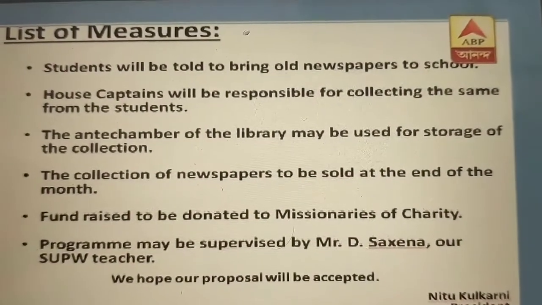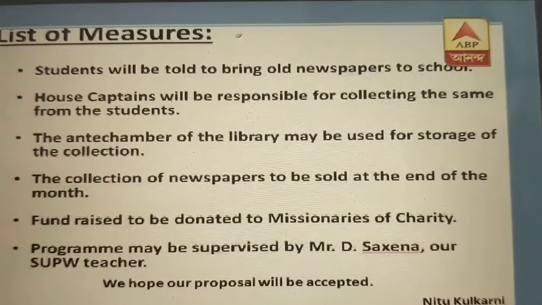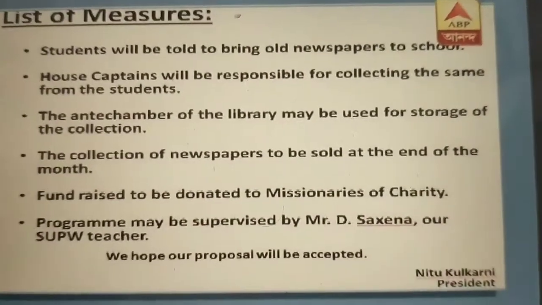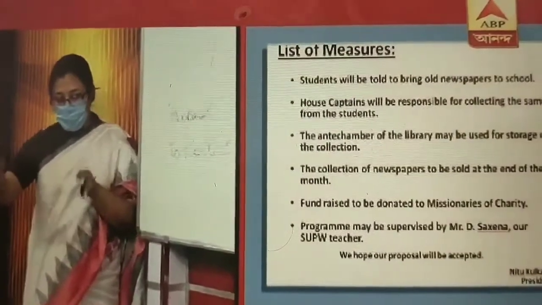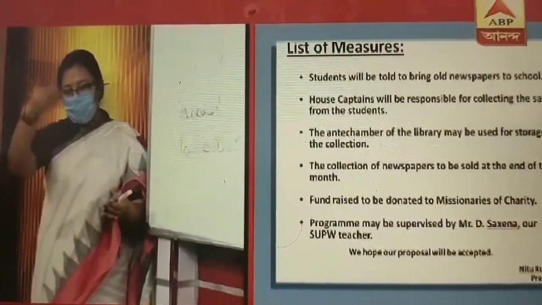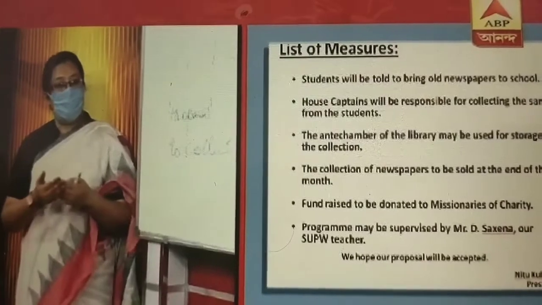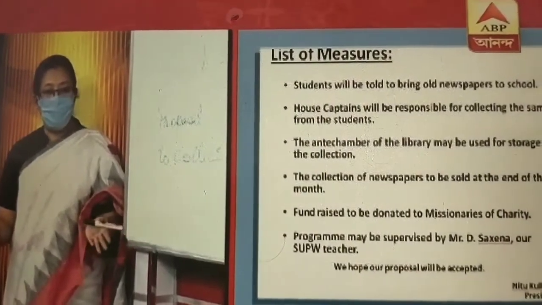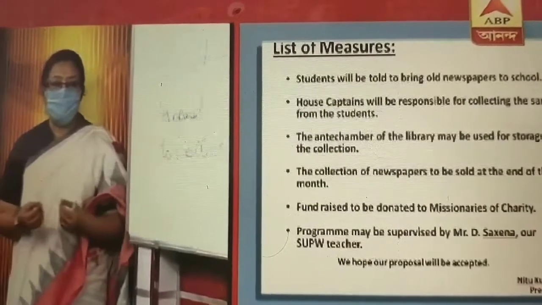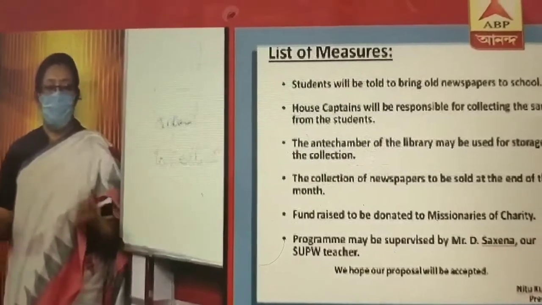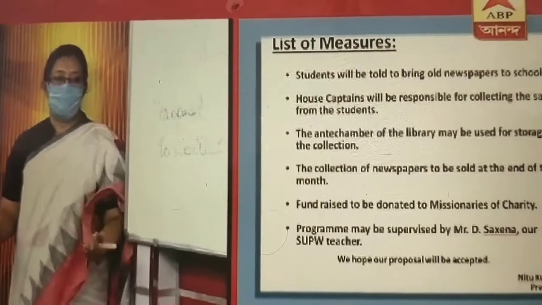You see, your list of measures are done. Simple thing. What have you done? You've thought about a plan. Now, when you think about a plan, you definitely have a plan how to go about. So you decided on that and you have jotted down the steps. And your proposal is done. Now, what do you want? You want your proposal to be accepted. So you just end up with that one simple sentence. Hope our proposal will be accepted.